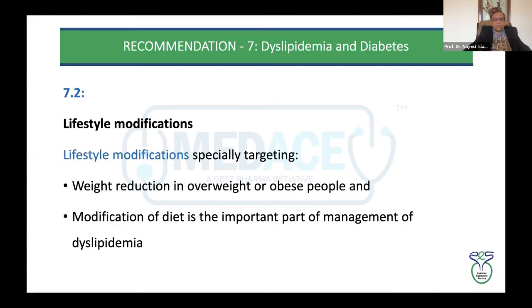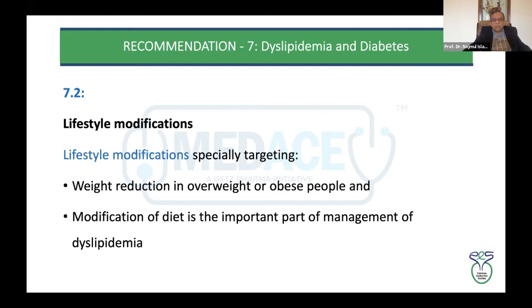And then once you have done it, you have got the results back, and it shows that the levels are raised, then obviously the first step in the management of dyslipidemia is lifestyle modification, especially targeting weight reduction in overweight or obese people. Because if they lose the weight, their cholesterol levels and particularly their triglyceride levels come down.